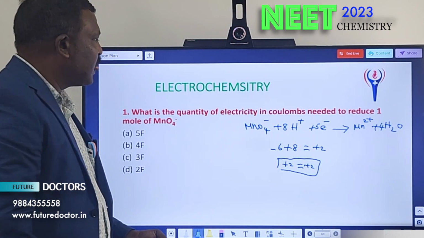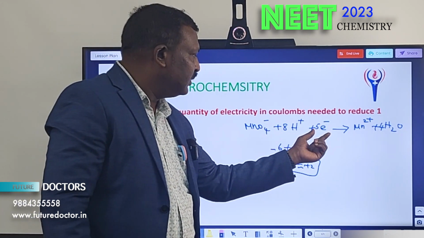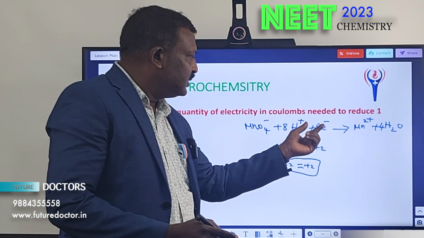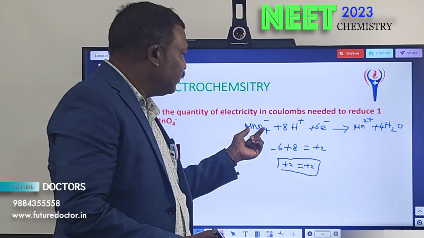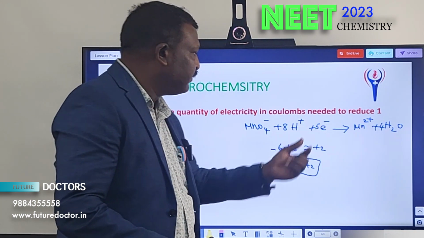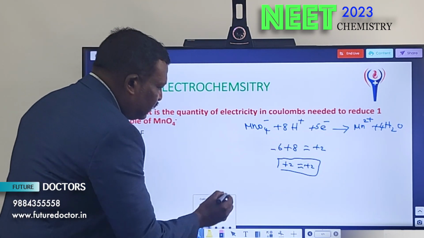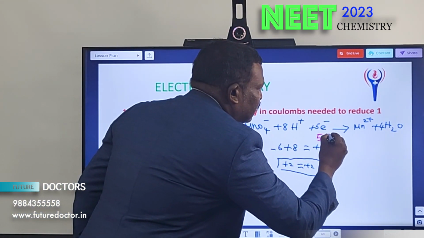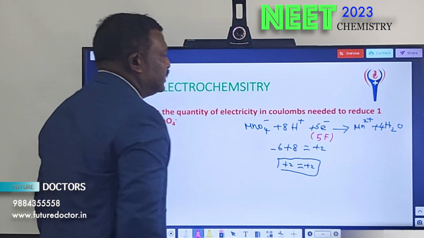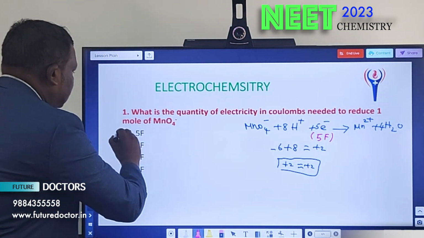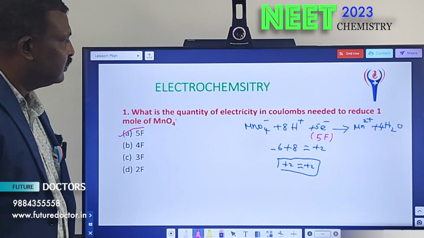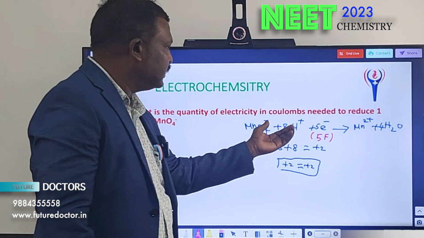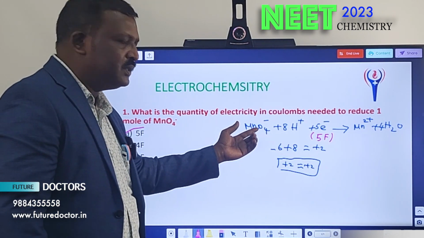So 5 electrons are necessary to convert 1 mole of MnO4 minus to Mn2 plus. 5 electrons means 5 Faraday. So the answer is 5 Faraday, and option A is the correct one. Understood? So you must know the ionic equation. Likewise, the potassium dichromate equation is also there.